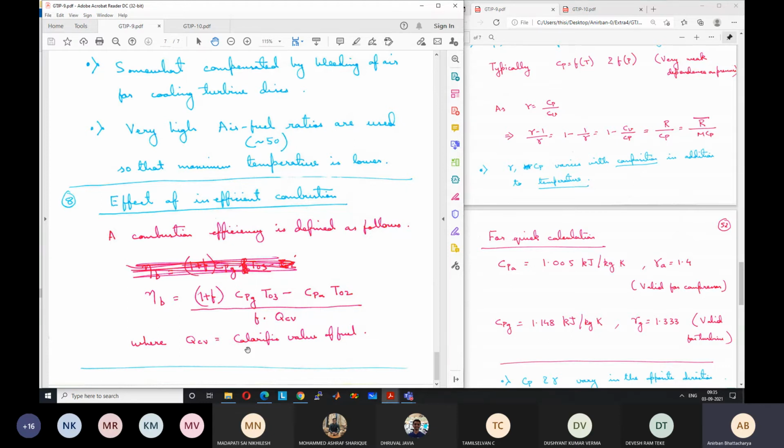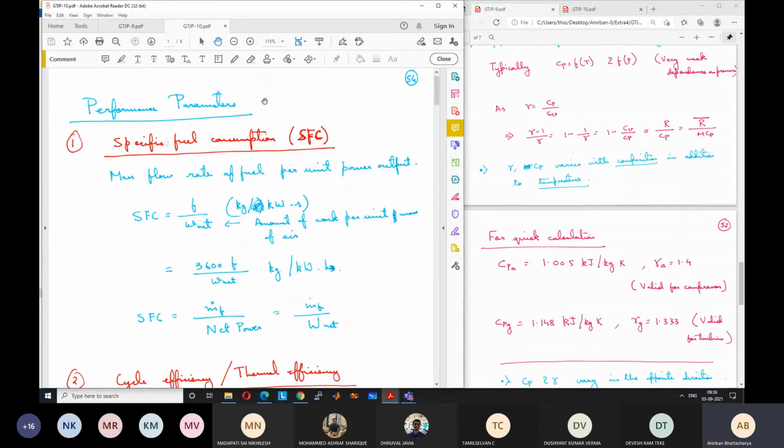For example, this calculation is done in a much more simplistic way in the book by Ganeshan, but this is more accurate, and we will do the more accurate calculation. Some books may say that this is just equal to CPG (T03 minus T02) by F into QCV, instead of taking this 1 plus F and here CPA. So we will not do like that.